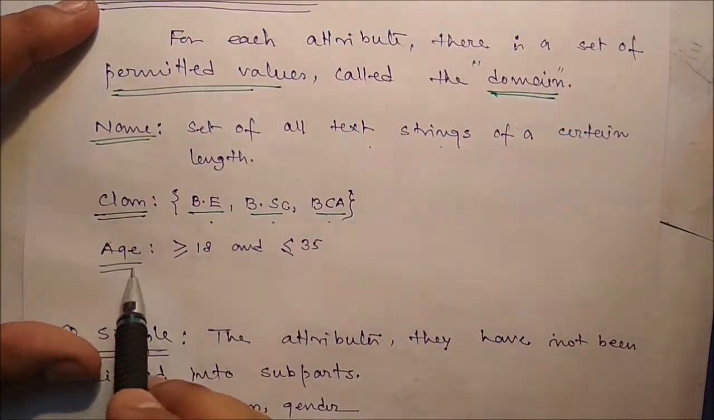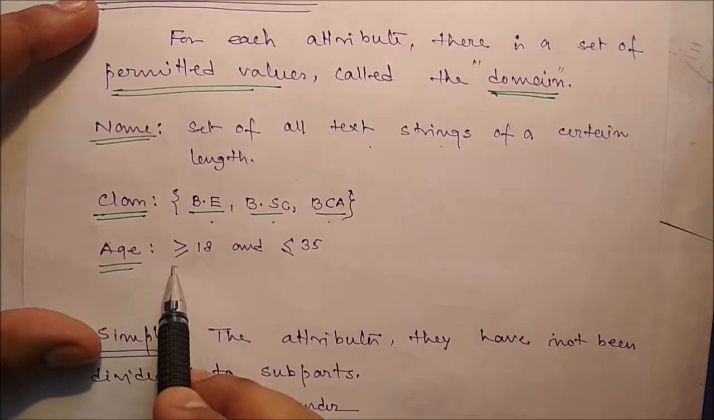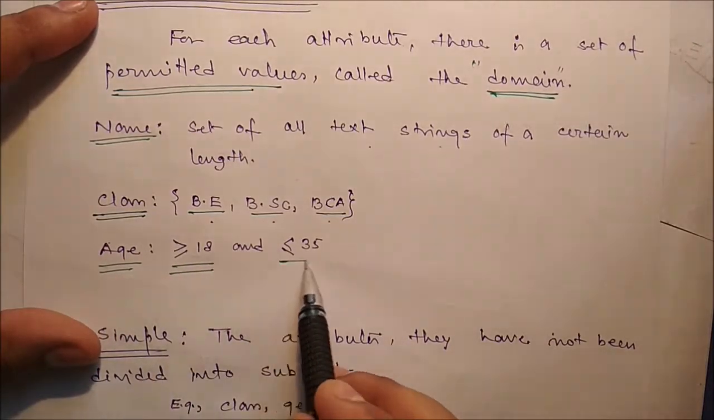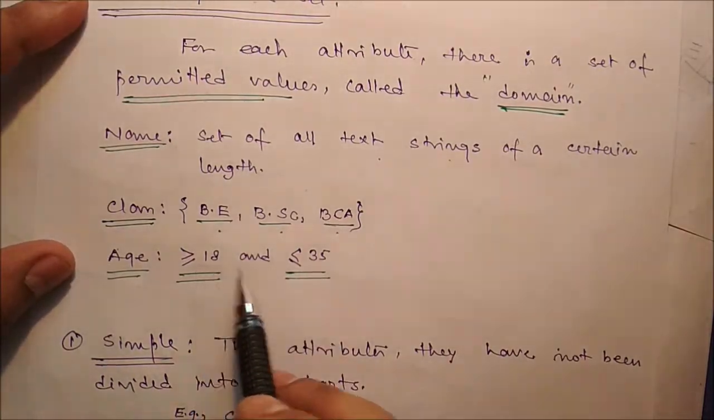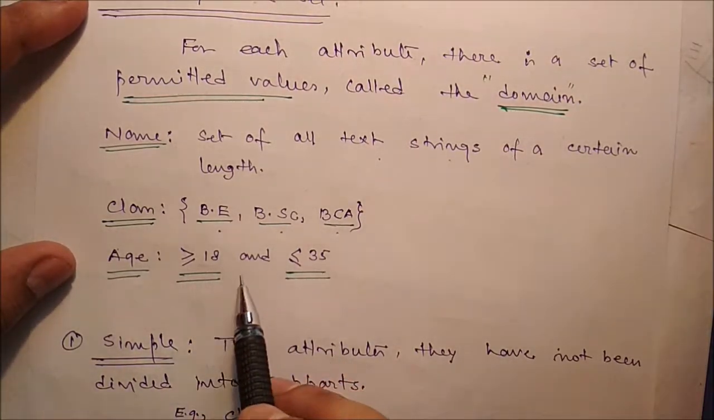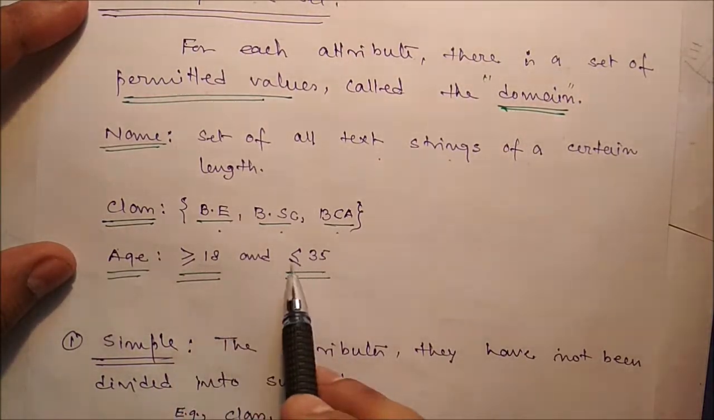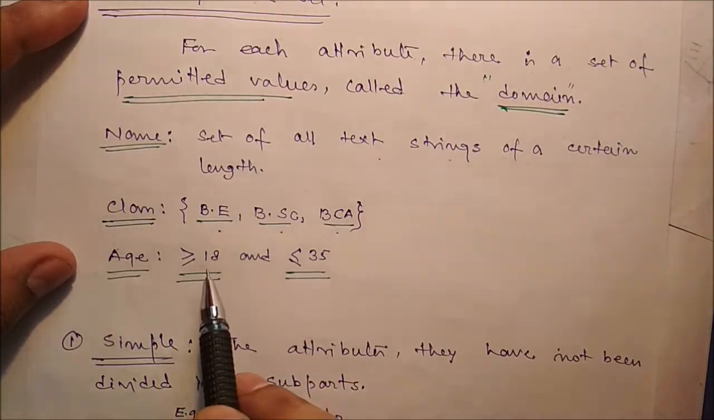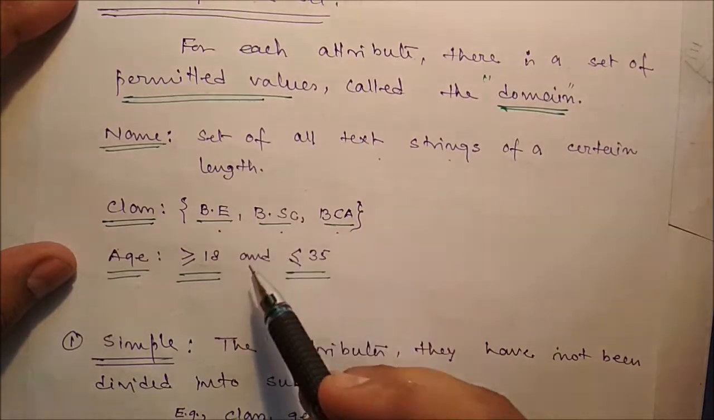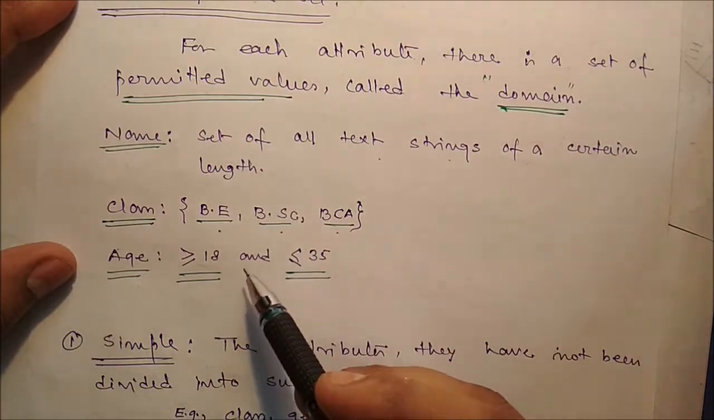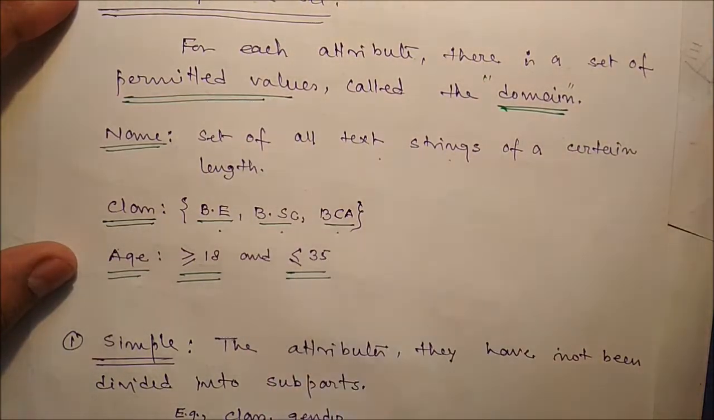Similarly, for age, the minimum age should be 18 and the maximum age should be 35. So here we can restrict the values; we can enter values only between these two. These are the examples of domain. So domain is what? The set of permitted values is called the domain.